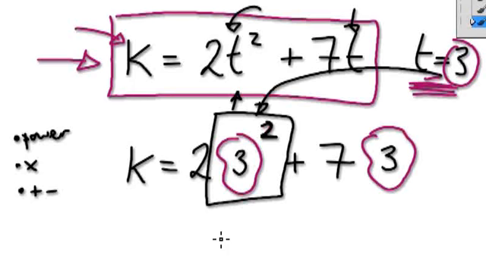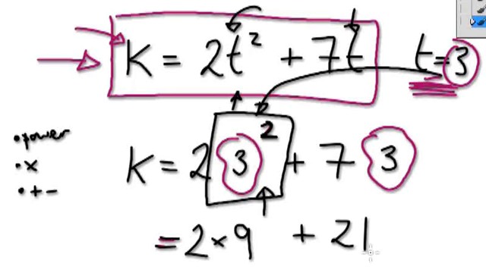That's what 3 squared means, 3 times 3. Well, hang on, let me do this first. So 2 here, what's inside the square here would be 9. So 2 times 9. And then here you've got 7 times 3, which is 21.